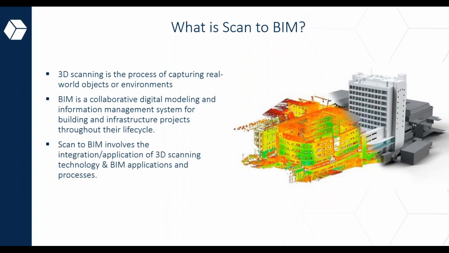So what is Scan to BIM? Scan to BIM is a revolutionary process that basically integrates the applications of 3D scanning technology and building information modeling. It combines the capabilities of 3D scanning devices with the power of BIM technologies to create an accurate representation of your existing built environment. This process we've noticed has gained significant popularity in the architectural, engineering, and construction industry due to its ability to enhance the accuracy, your efficiency, and make collaboration much easier.